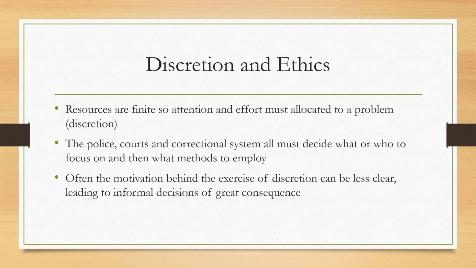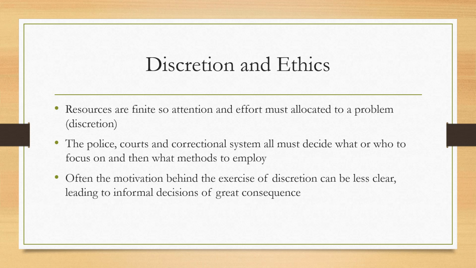Okay, a couple more terms we look at are discretion and ethics. We have to understand that all resources inside the criminal justice system, whether we're talking about the police, the courts, or the prisons, are finite. There's only so much. So we have to decide, we have to exercise discretion, who gets arrested, who gets tried, who goes to jail. The police, the courts, and correctional system all make this decision and then decide how to carry out this decision.